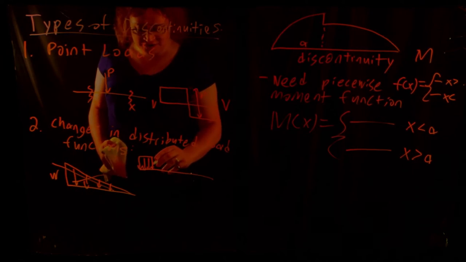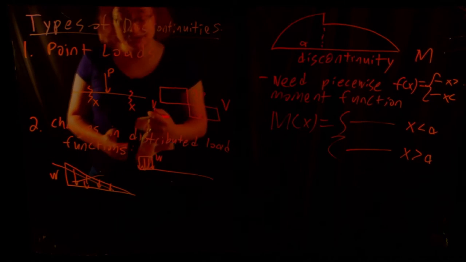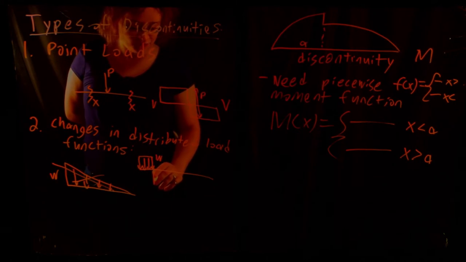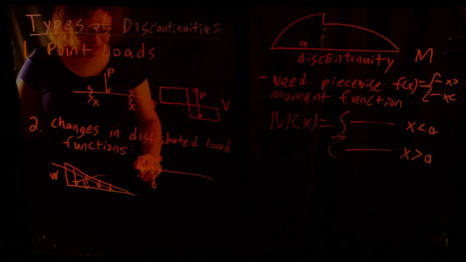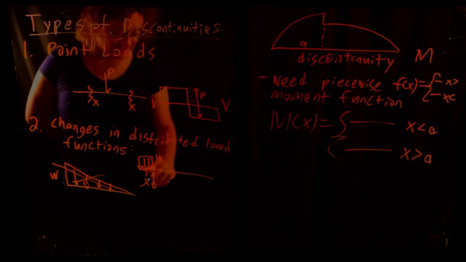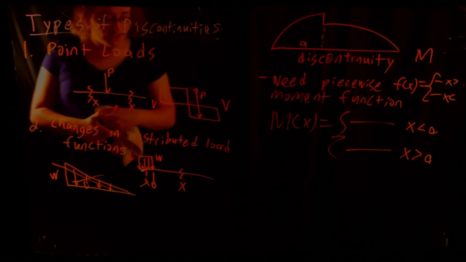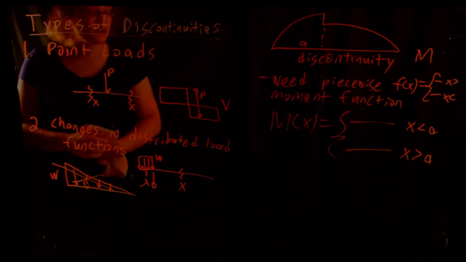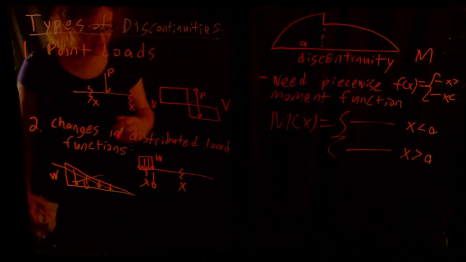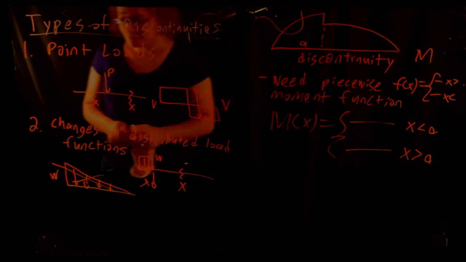Here the load function of W wouldn't be terribly complicated. In fact, I would still call it W. However, it would only go up to a certain point, and this point represents a discontinuity. And so I would need one cut function. I would need to take one section somewhere on this side of this discontinuity, another one somewhere on this side of this discontinuity. Again, if I have any change in my load function, the location of that change represents a discontinuity in my load function, which will ultimately represent a discontinuity in my shear and moment functions.